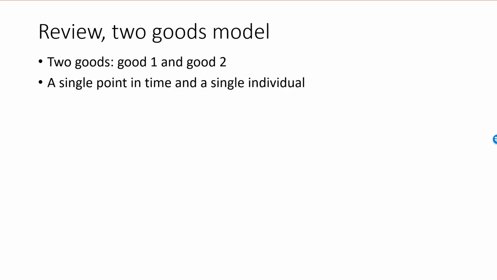The main topic of this lecture is to figure out the optimal choice in a two-goods model. Therefore, let's quickly review the two-goods model. We obviously have two goods, good 1 and good 2. We consider a single point in time and a single individual. This individual must decide on how much to consume of each good.